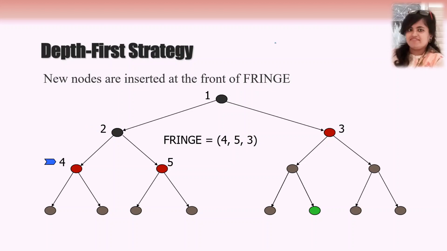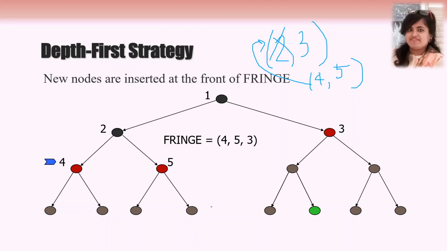Now just check. Earlier the fringe was 2 and 3, right? Now 2 has been expanded, so 2 has been removed. But the children of 2, that is 4 and 5, have been placed at the first position of the fringe. Not like BFS, where the nodes were placed at the last position, but here the nodes are placed at the first position of the fringe. So now the fringe becomes 4, 5 and 3.